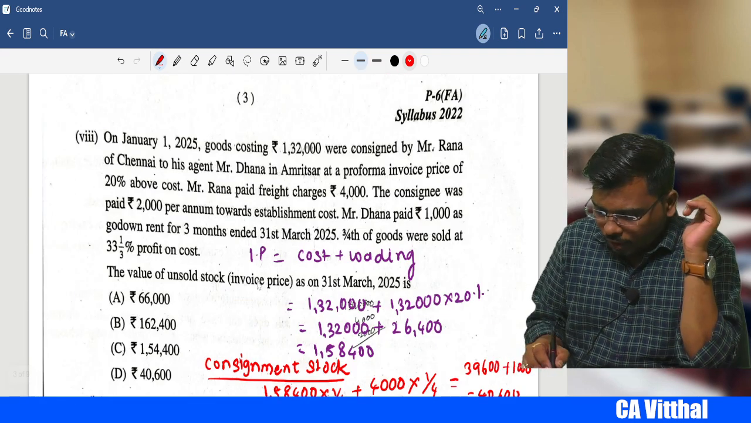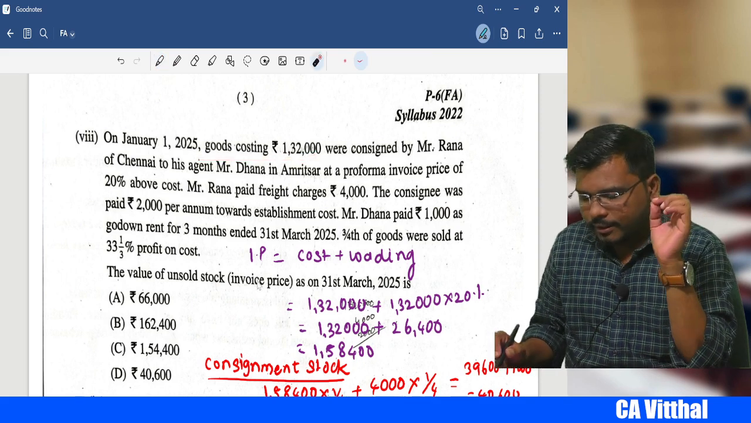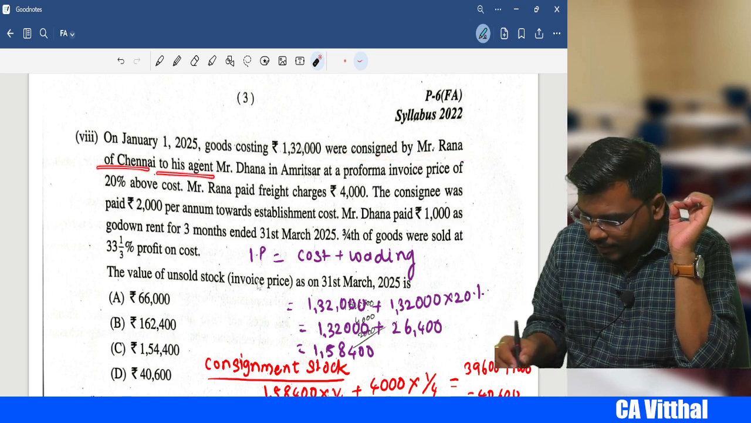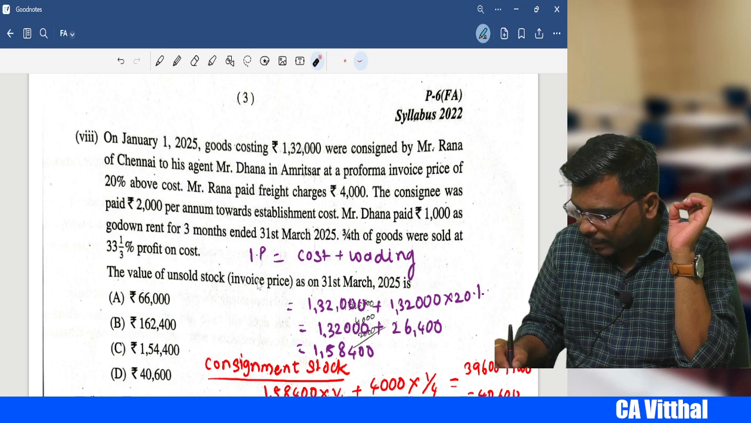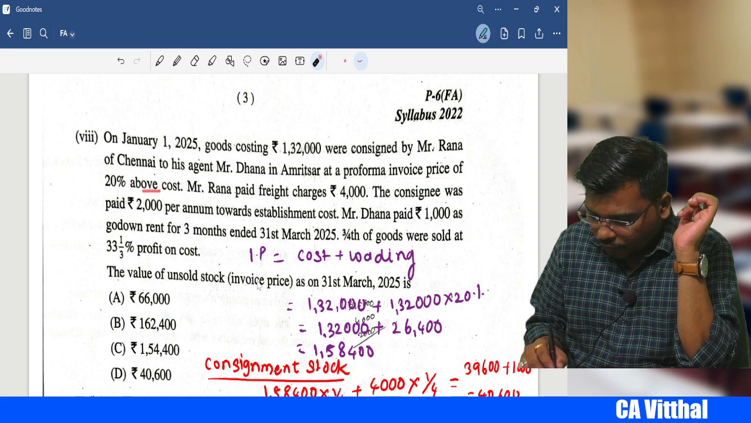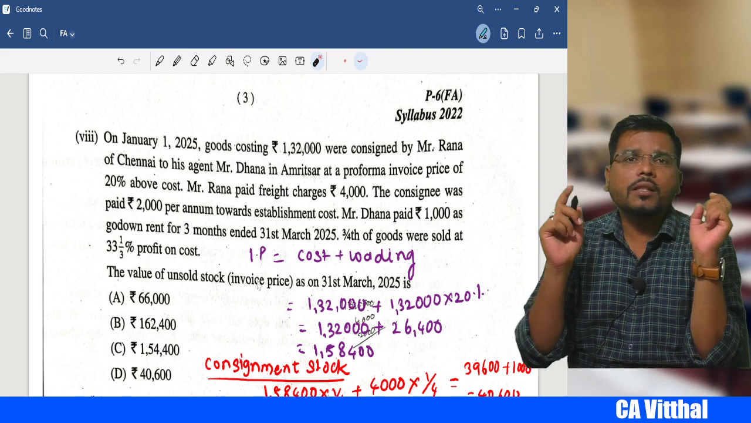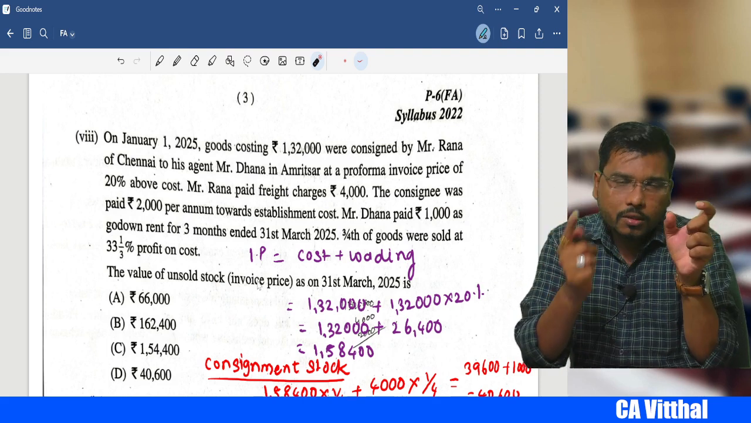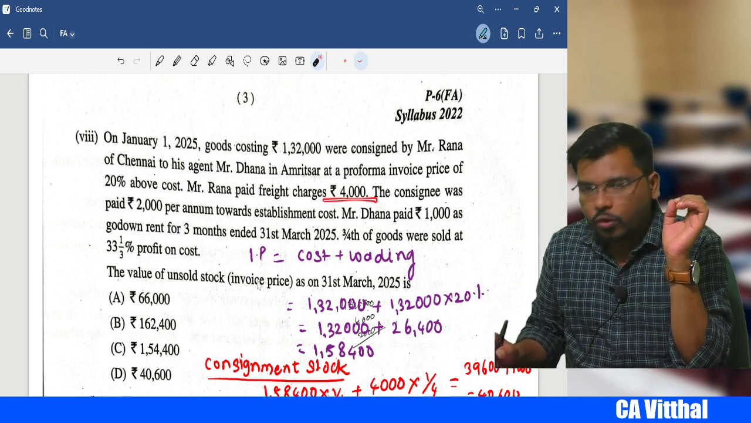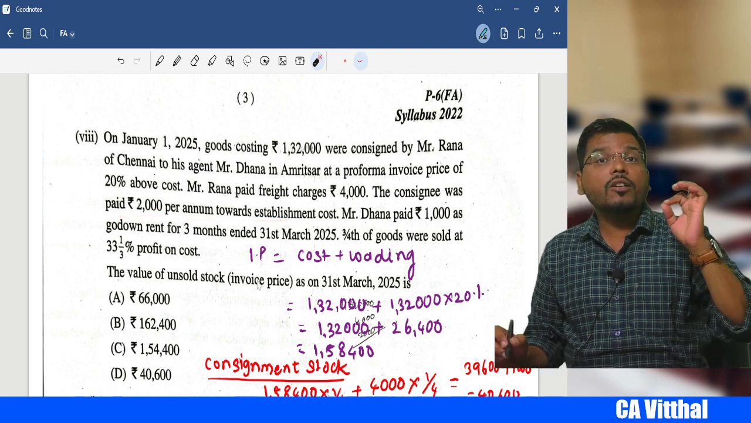Next one, on Jan 1st 25, very beautiful sum. Goods costing 1,32,000 were consigned by Mr. Rana of Chennai to his agent Mr. Dhana in Amritsar at a pro forma invoice price of 20% above cost. That means your pro forma invoice is what, sir? Cost plus 20%. This 20% is what, sir? Loading. So cost plus 20%, you get the invoice price. Mr. Rana paid freight charges 4,000. Very good. The consignee was paid 2,000 per annum toward establishment cost.